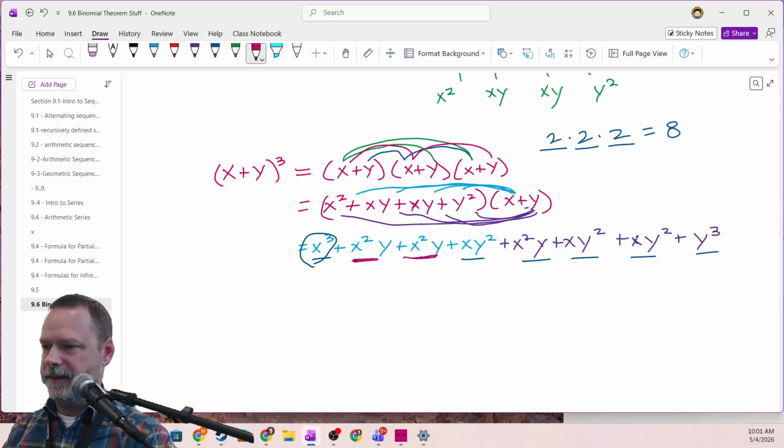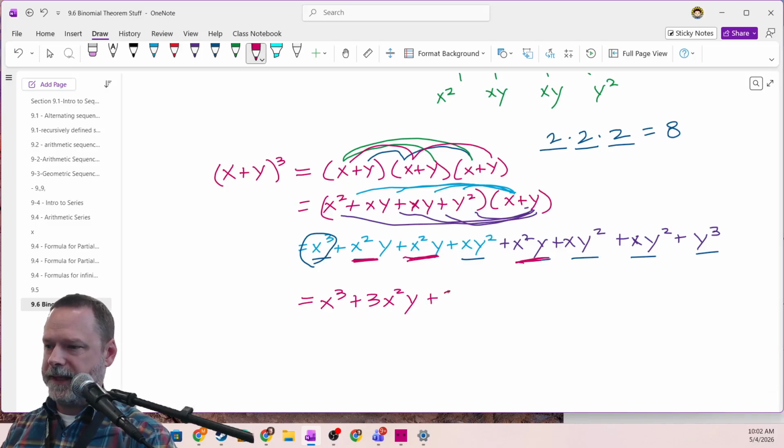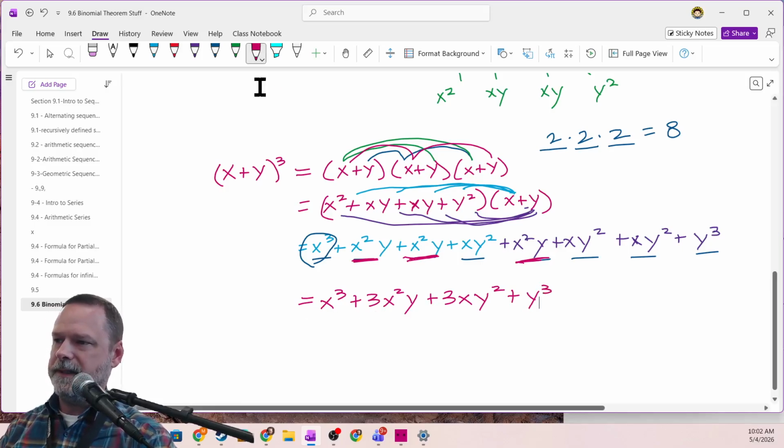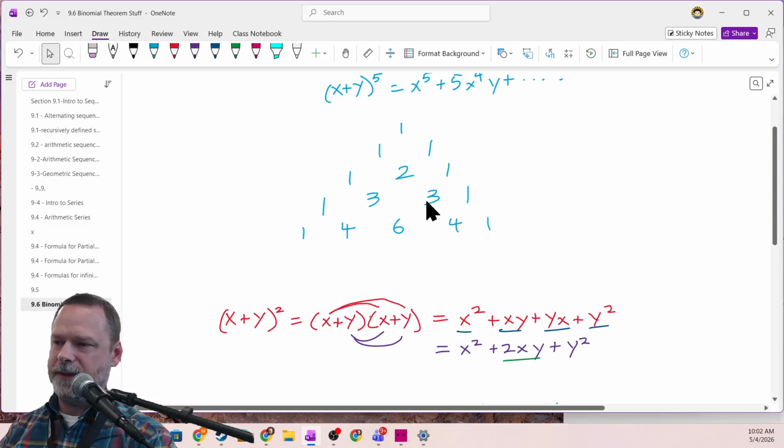Here's one, and here's one. There it is. X squared y, x squared y, x squared y. There are 3 of those. X cubed plus 3x squared y. And then if we kept going, of course, we'd end up with something similar. So that's enough of that. So plus 3xy squared plus 1y cubed. And that's a 1, 3, 3, 1. And what do you know? Back up here when I made this quick Pascal's triangle, 1, 3, 3, 1.